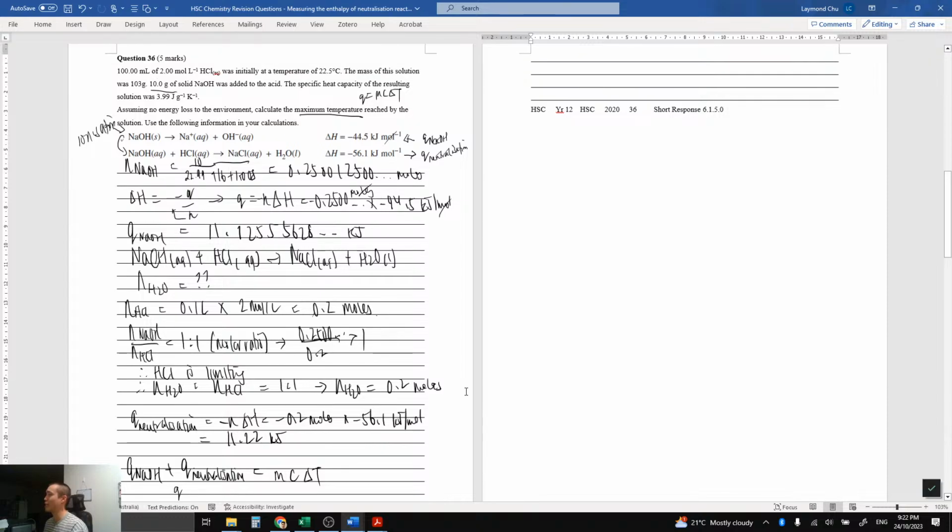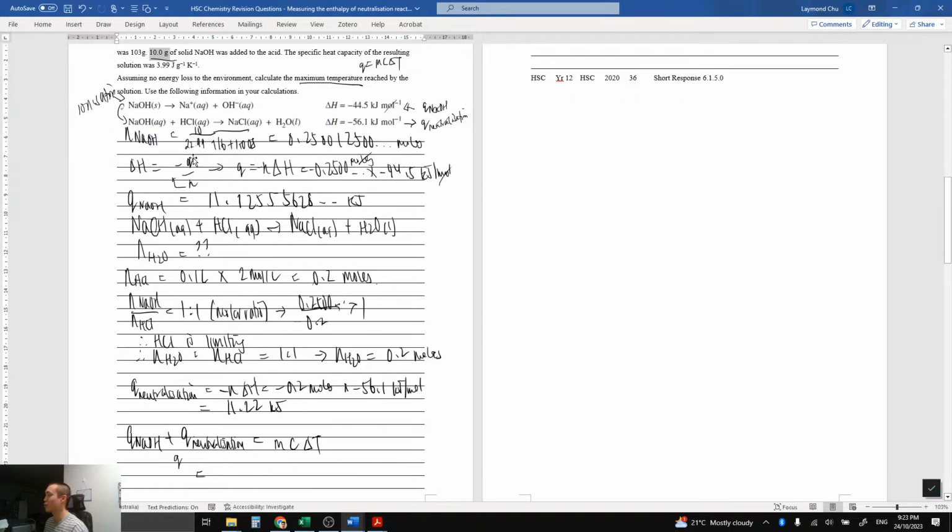M is just the combination of the two masses, or the two things that we've added into the system. So we've added 100 mils of HCl, but that mass is 103 grams, plus 10 grams of solid NaOH. So the total of those two is 113 grams. Now we don't need to assume any densities here because those are given in grams already. The C in this case is the specific heat capacity, and we're also given a different one to water. So again, we don't need to worry about the assumption statement there. And then the ΔT is what we're trying to find.